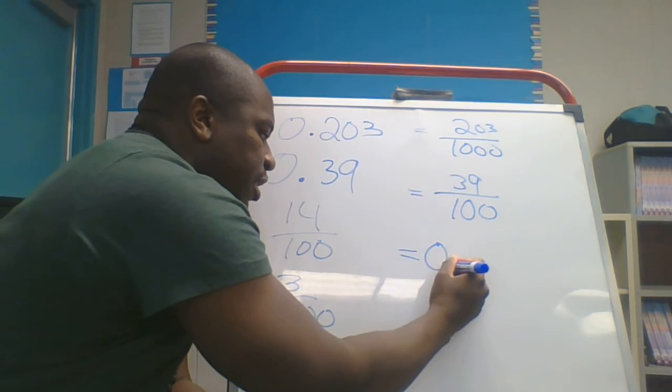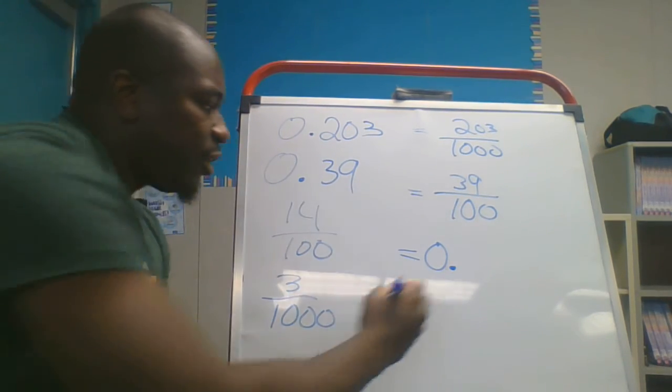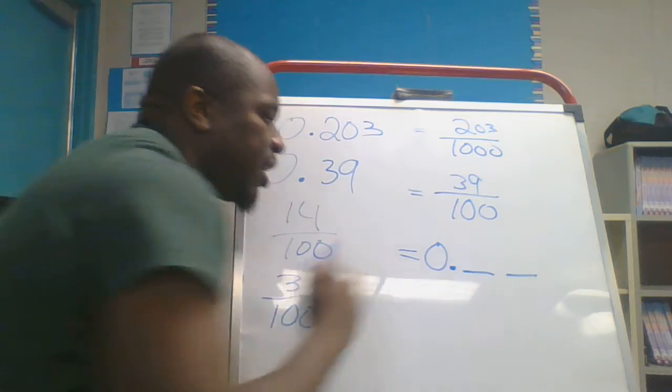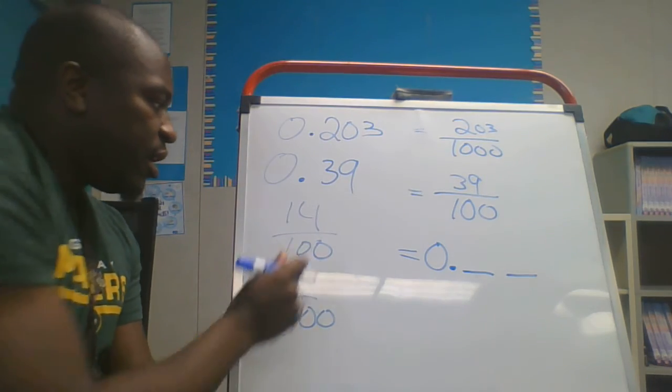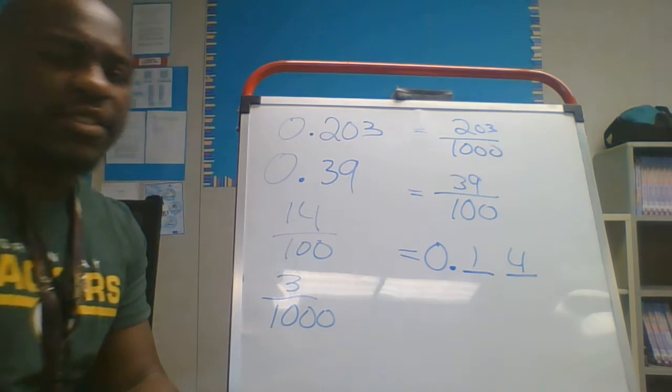We're going to put our 0 and our decimal. This says hundredths. The hundredths is the second place value after the decimal. So let's go ahead and put 2 lines there so that we can put our numbers in. We're going to start from the back. 4, 1. There's no empty spaces. We are good.